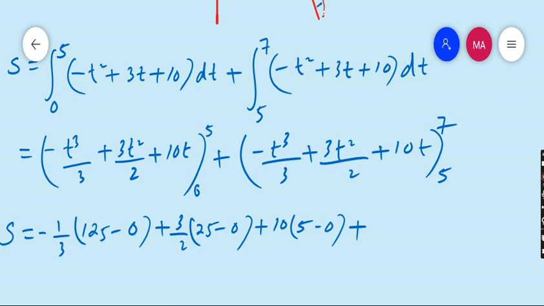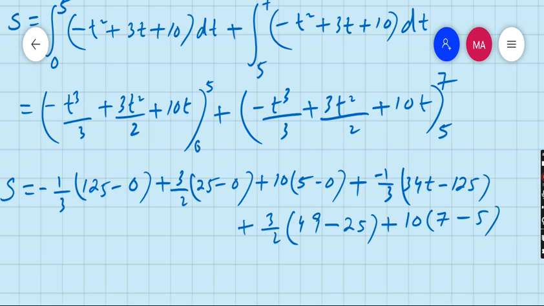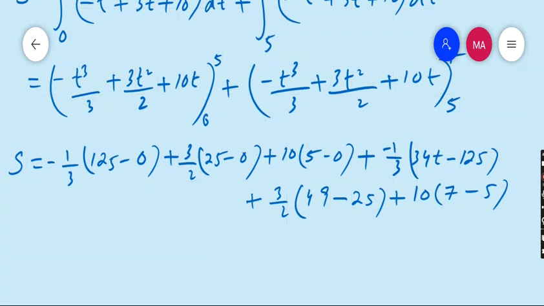Now I am working on from 5 to 7. So minus 1 upon 3, 7 cube is 343 minus 5 cube is 125, plus 3 upon 2, 7 square is 49 minus 5 square is 25, plus 10 times 7 minus 5. Calculate it.